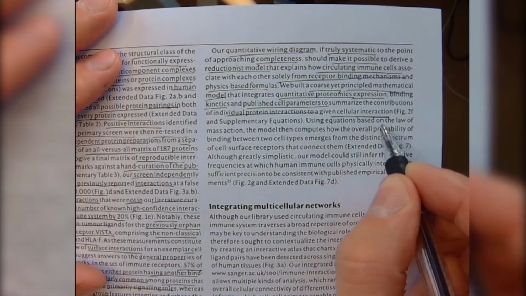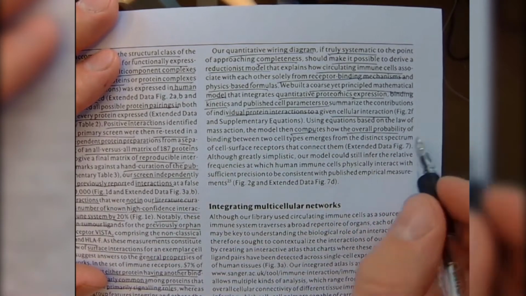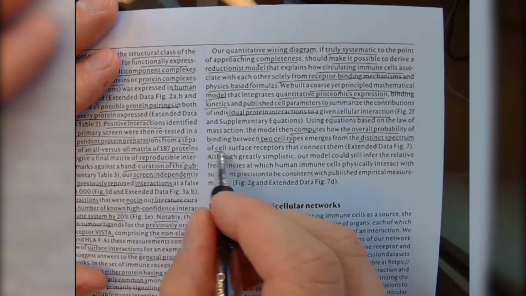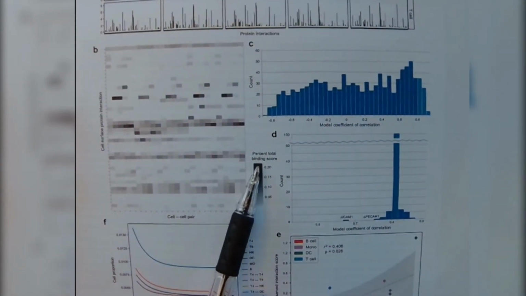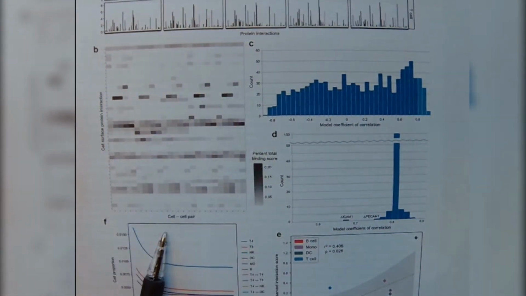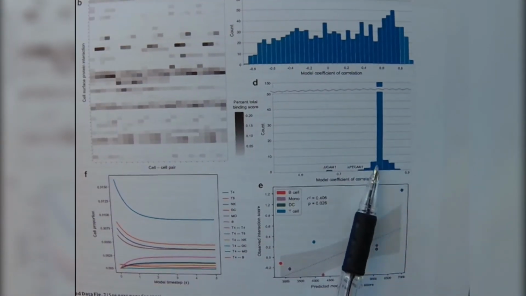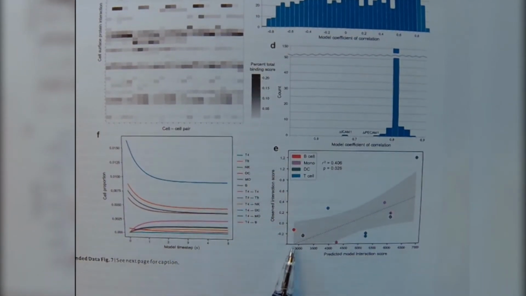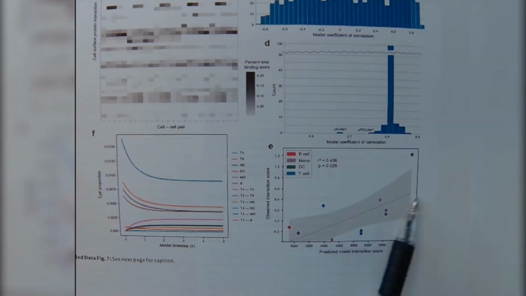Now, using equations based on the law of mass action, the model then computes how the overall probability of binding between two cell types emerges from distinct spectrum of cell surface receptors that connect them, shown in Extended Data Figure 7. And this is Figure 7 that goes through the percentage total binding score, for example, here on the cell-cell pairs, the model coefficient correlation. So you can see model time step, interactions of these cells, and the predicted model interaction score with the observed interaction score, which has a positive correlation.